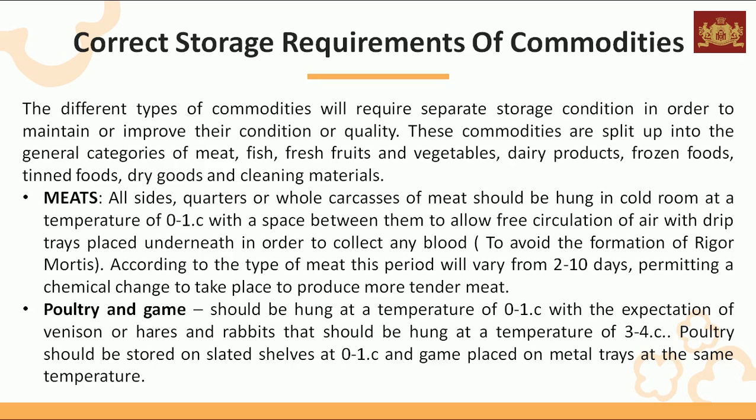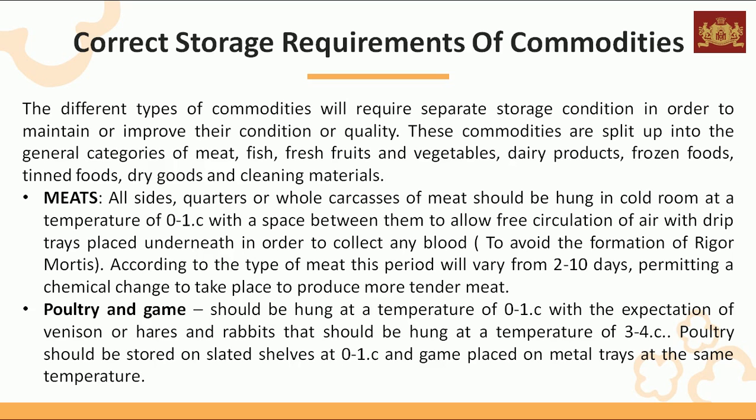Meats. All sides, quarters or whole carcasses of meat should be hung in a cold room at a temperature of 0-1°C with a space between them to allow free circulation of air, with drip trays placed underneath in order to collect any blood, to avoid the formation of rigor mortis. According to the type of meat, this period will vary from 2 to 10 days, permitting a chemical change to take place to produce more tender meat.